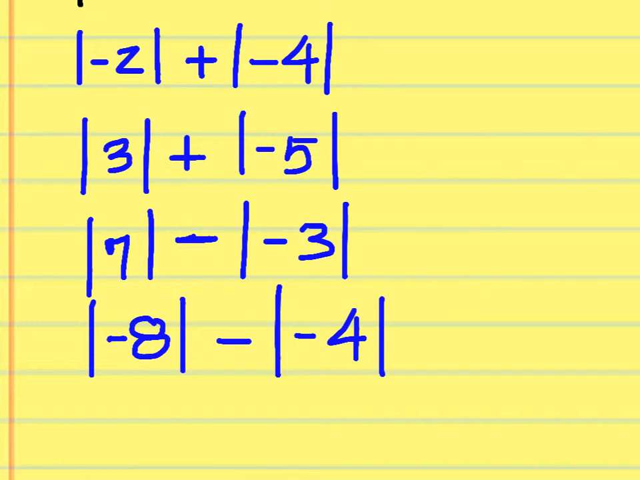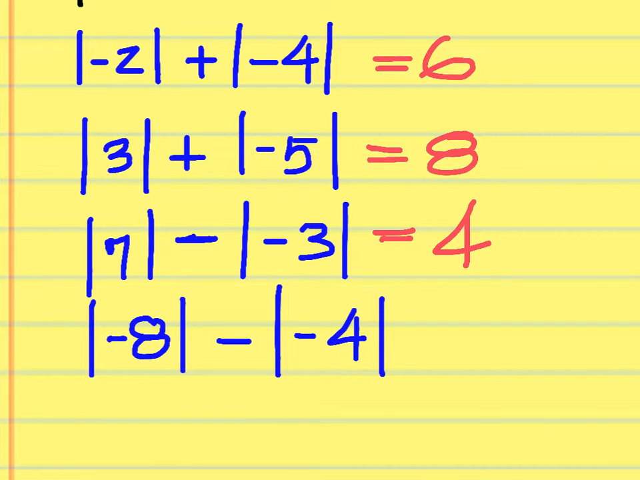So the next one up is Wallace. On the first one, the absolute value of negative 2 plus the absolute value of negative 4. What should that be? The answer is 6, right. Ward, what is the absolute value of 3 plus the absolute value of negative 5? 8 is right. Maynard, what's the absolute value of 7 minus the absolute value of negative 3? It is 4, yes. Mackenzie, what's the absolute value of negative 8 minus the absolute value of negative 4? 4 is right.